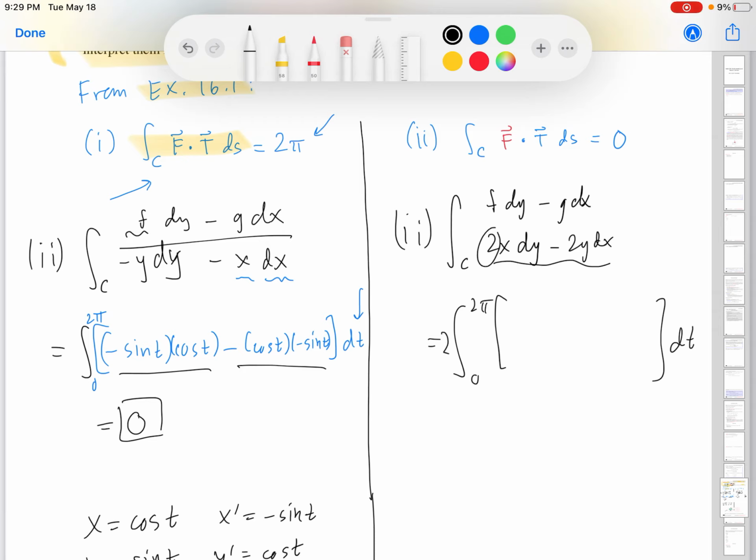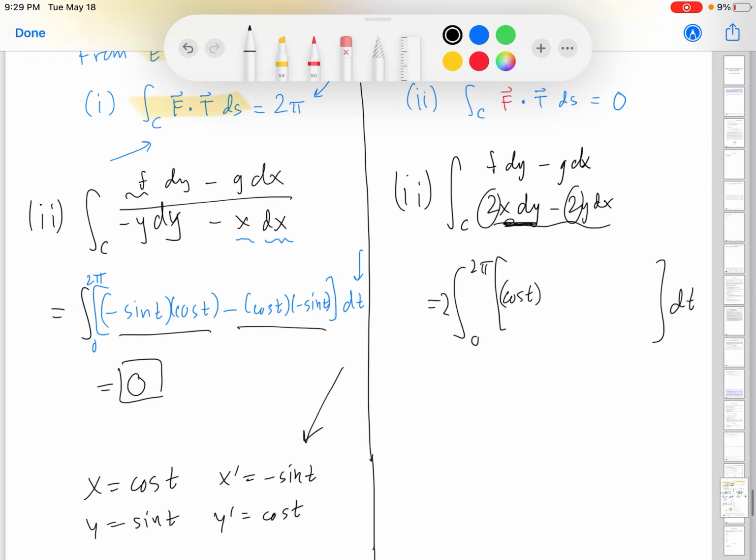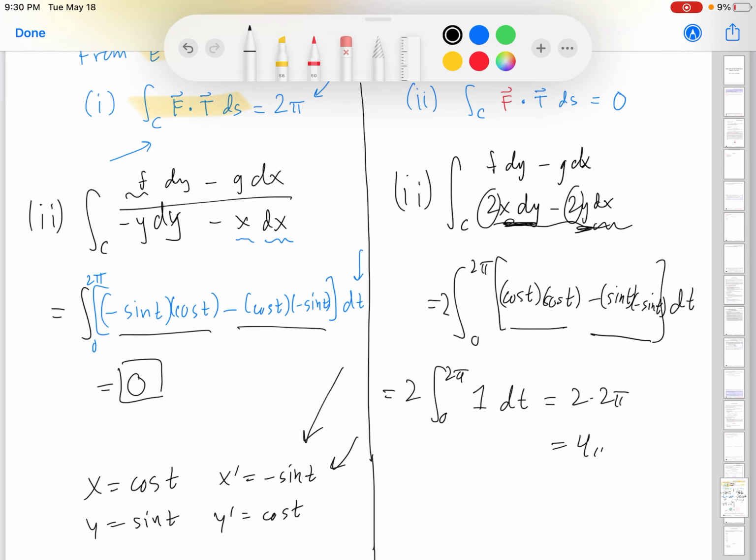So I'm going to pull out the 2 here because it's common to each of these, and then I have x times dy, so x was cosine t, and then dy was cosine t also, minus y, which was sine t, and then dx, which is negative sine t. All right, so this time around I have cosine squared plus sine squared, so that's equal to 1. And this integrates to 2 pi, so I get 4 pi.